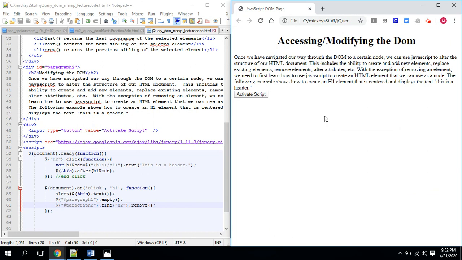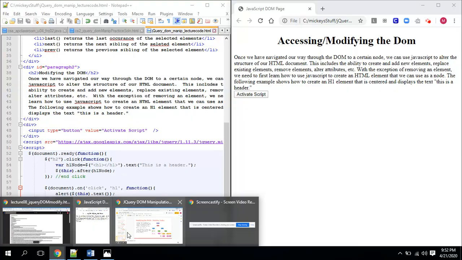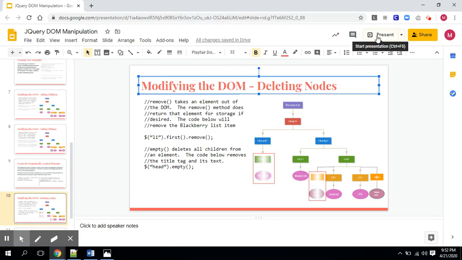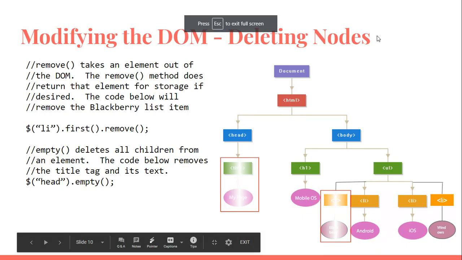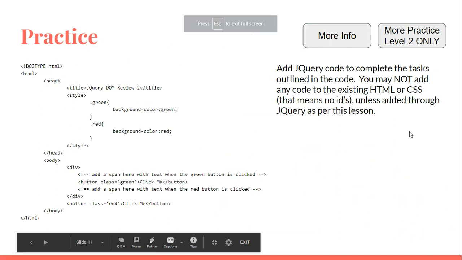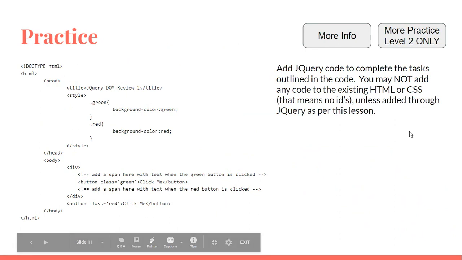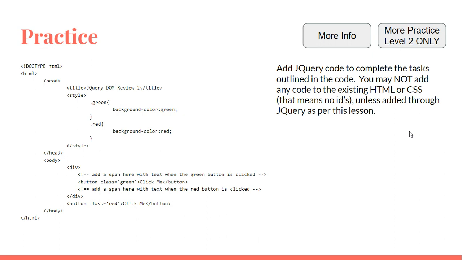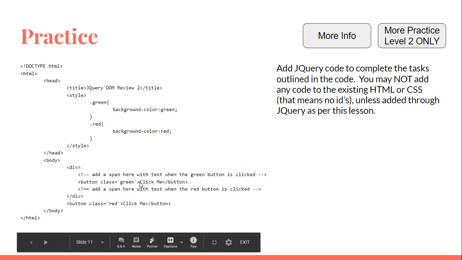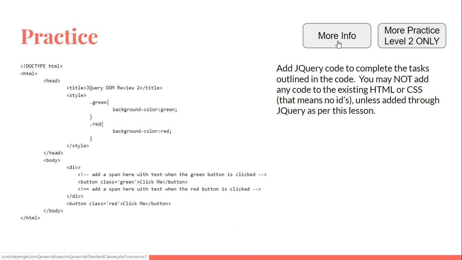Okay, so then the last thing that we have here is, of course, some practice to work on. And so what I'm asking you to do here is a very similar setup to what we had the other day. And that is add jQuery code to complete the tasks. So when I click on the green button, I'm going to add a span here. And when I click on the red button, I'm going to add a span there. So work on that. Again, click on this link for more information.